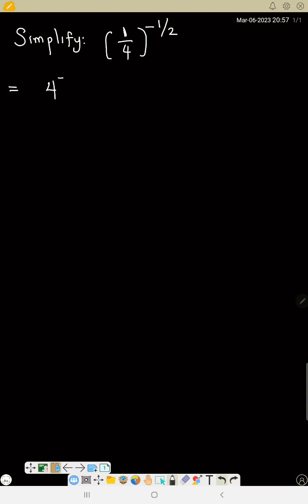is the same thing as 4 raised to power minus 1. Remember from the law of indices that says a raised to power minus 1 is 1 over a. That means 1 over 4 is 4 raised to power minus 1. So like that.